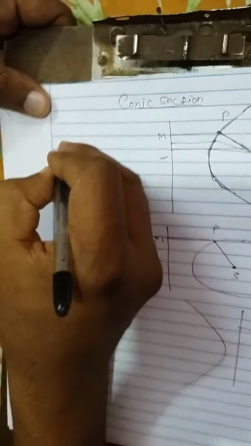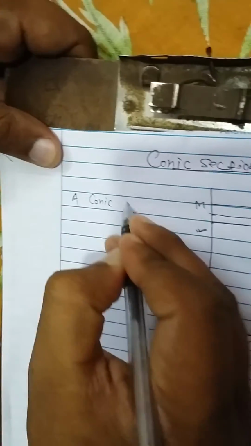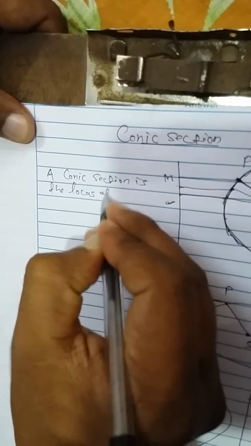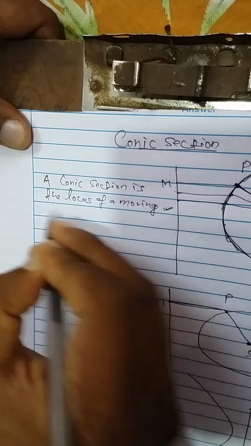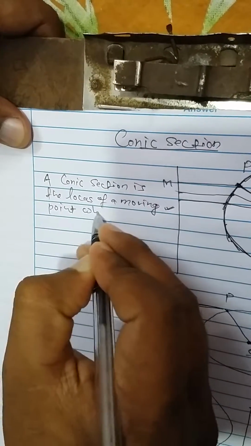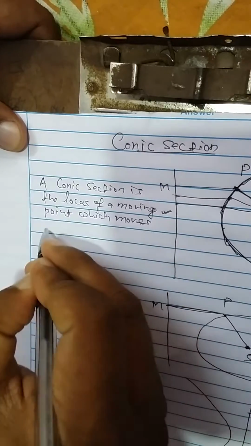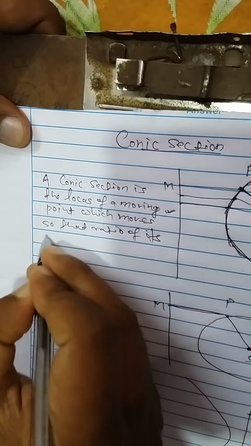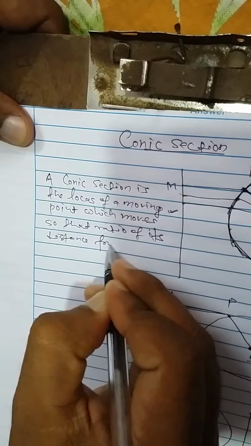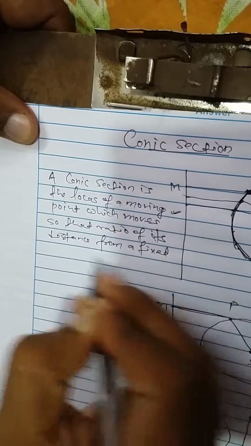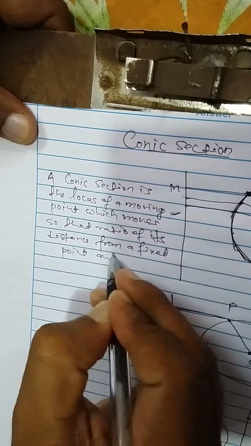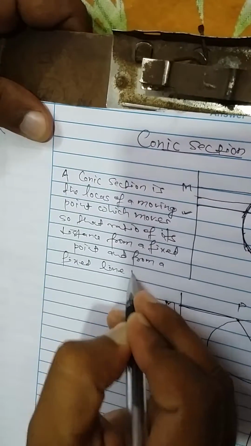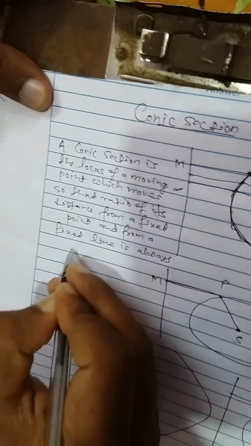That I am going to write here. A conic section is the locus of a moving point which moves so that the ratio of its distance from a fixed point and from a fixed line is always constant.